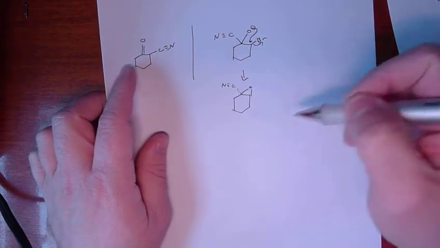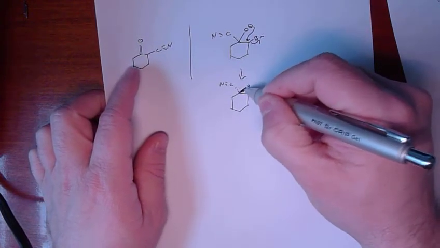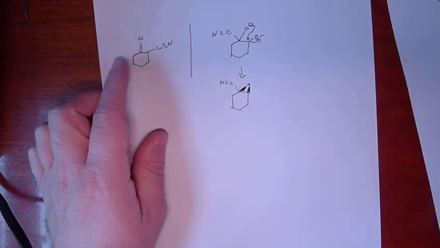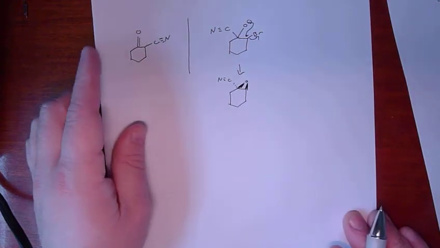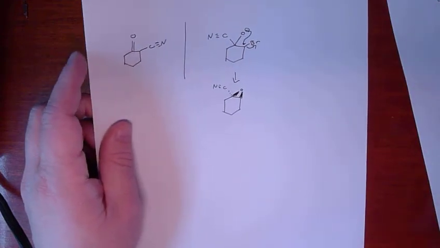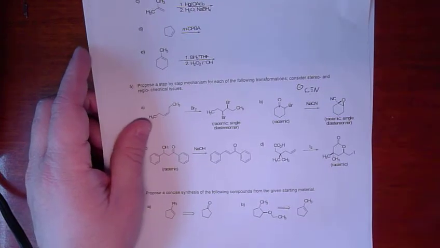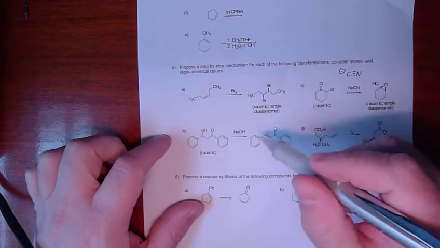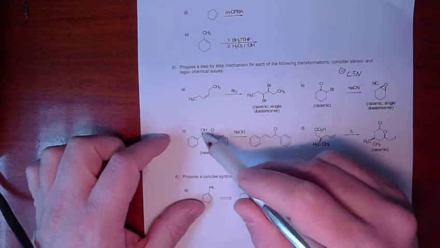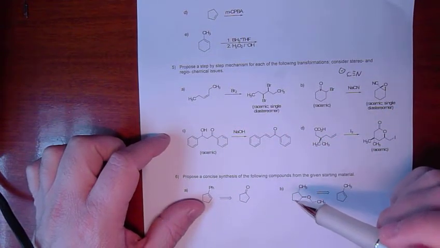Plus you get the enantiomer of this, so it's drawn like that. It's racemic, but you get the enantiomer of that. Okay, so the second one we're going to talk about is this reaction right here. How do you go from this to this?